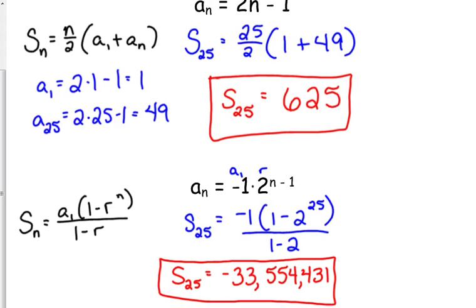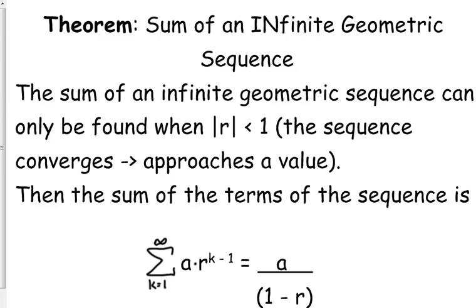Okay. Last thing that we need to talk about is that we can actually find the sum of an infinite geometric series under certain conditions. Okay? We can find the sum of an infinite geometric sequence under certain conditions. And that condition is that the absolute value of the common ratio is less than 1.